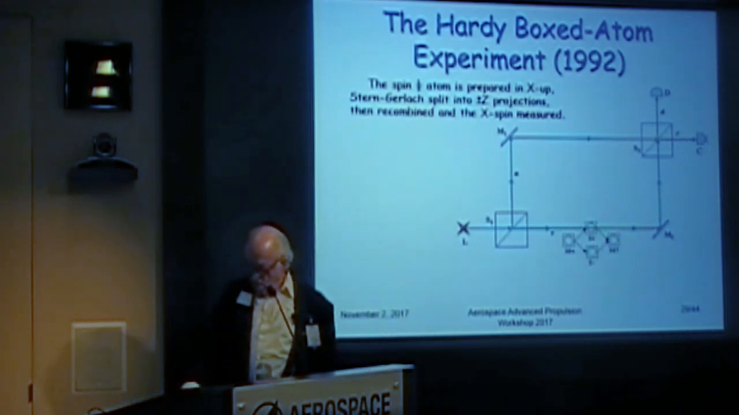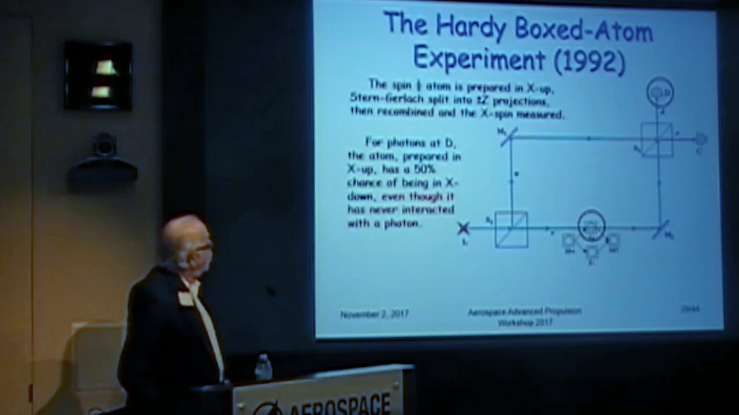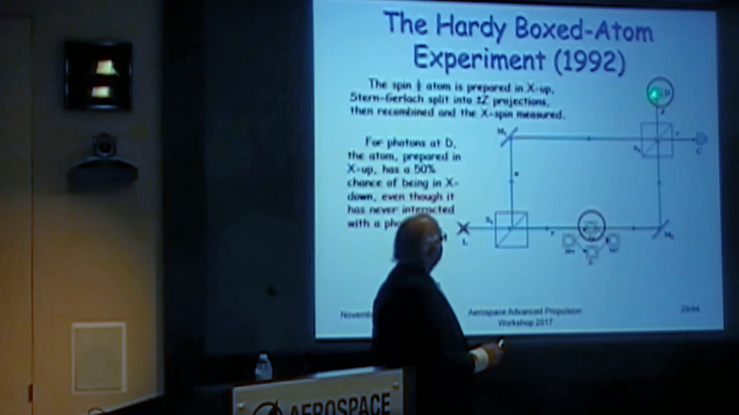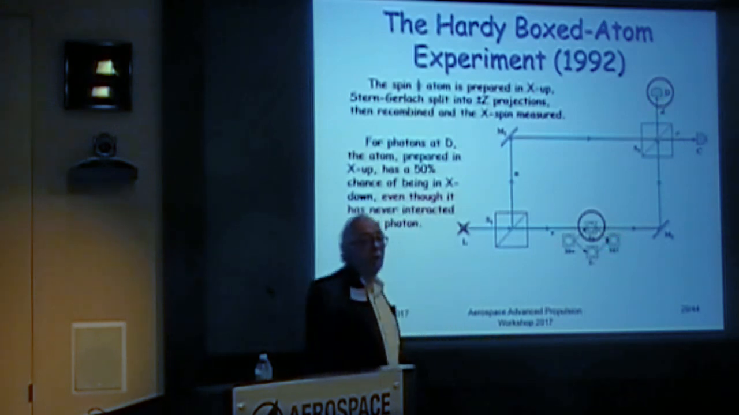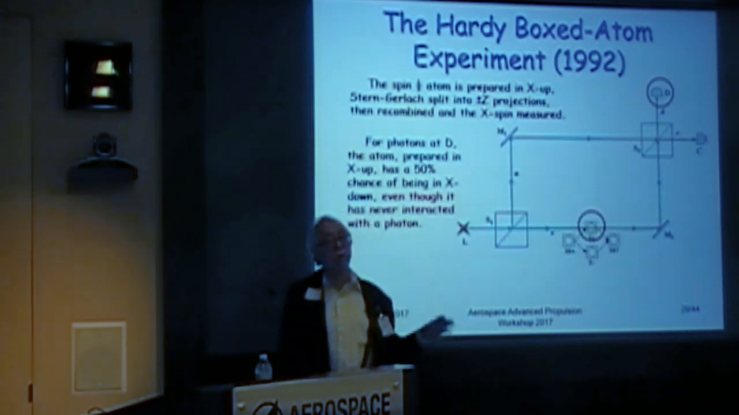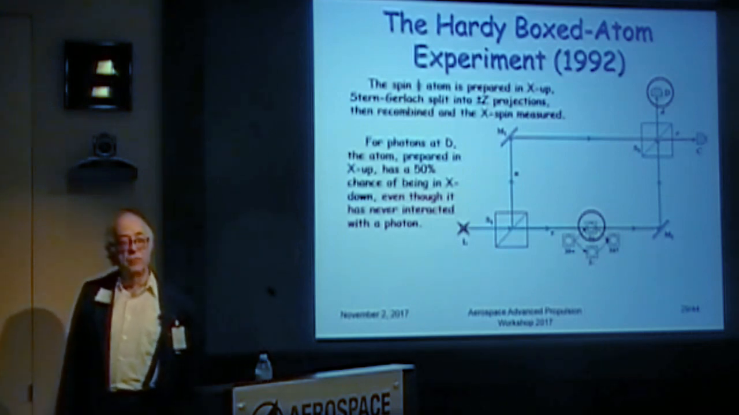Now, what we do is only look when we detect an event in the dark detector over here. And what we find is that even though we put this atom in the plus state before we did the experiment, when we look at the state of the atom over here after it's been through this process, it is now half in the up state and half in the down state, even though no photon ever interacted with it. So this is the same kind of argument involving atomic physics.